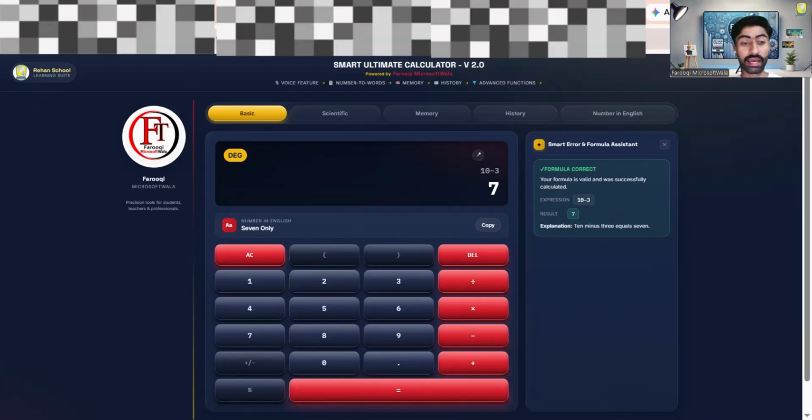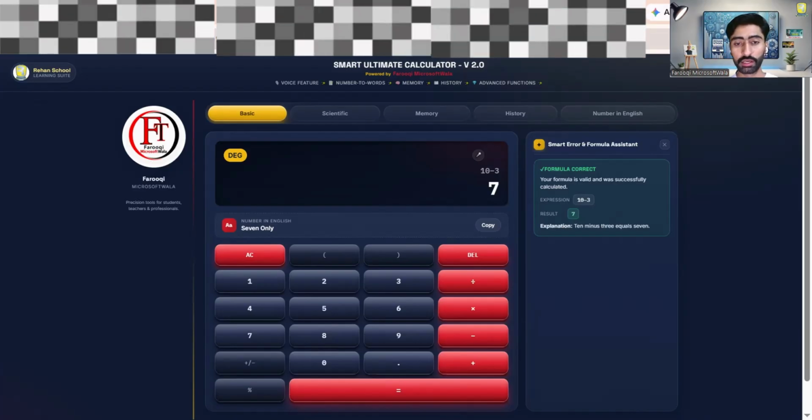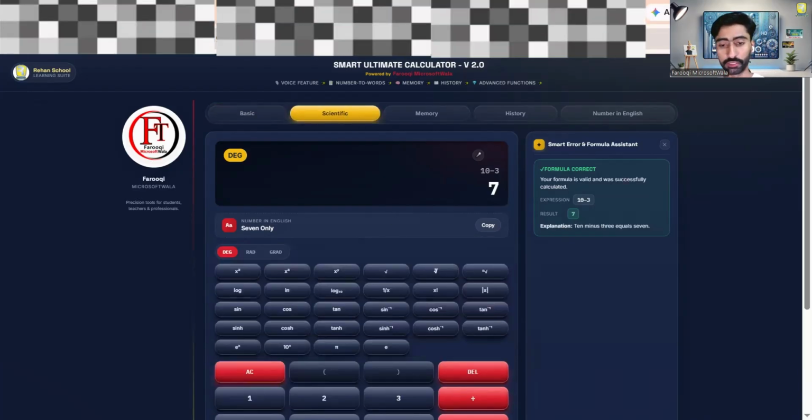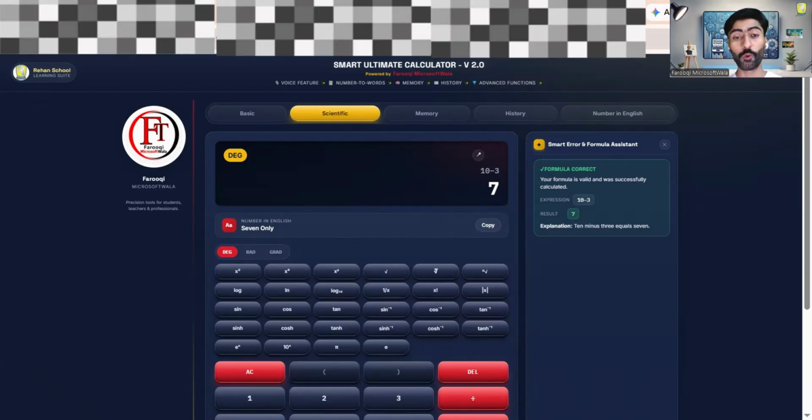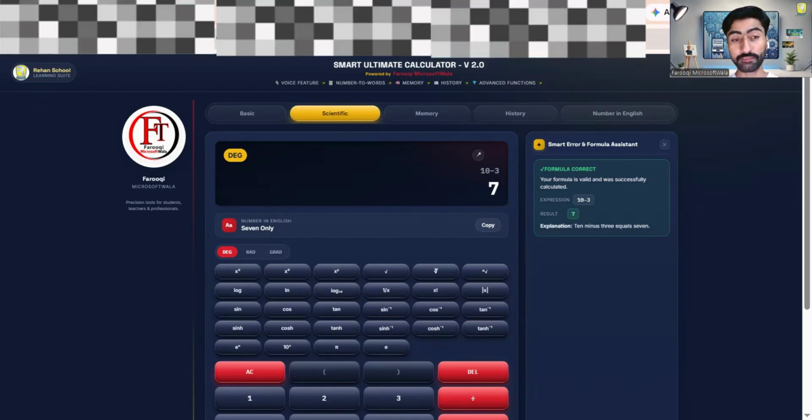The second one is the scientific calculator. Now let's move to the scientific calculator. So this interface shows that the scientific calculator is especially used by students, teachers, engineers, and anyone who needs to perform advanced mathematical calculations. Here we have different mathematical and scientific functions.